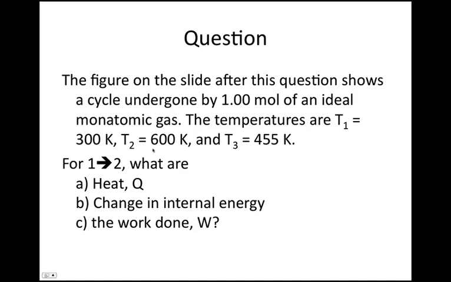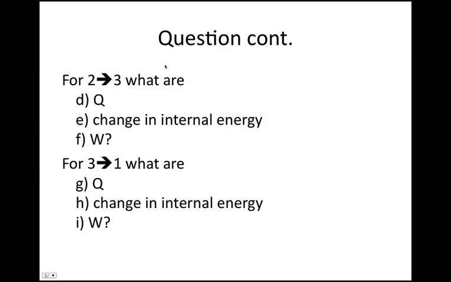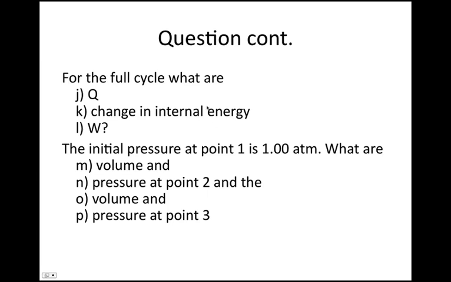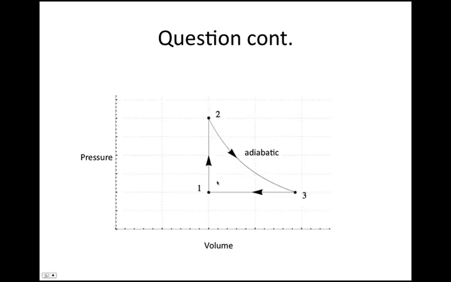Okay, the next part. The figure on the slide after this question shows a cycle undergone by 1 mole of an ideal monatomic gas. The temperatures are T1 is 300, T2 is 600, and T3 is 455 kelvin. From 1 to 2, what is the heat, change in internal energy, and work done? Same questions for from 2 to 3 and 3 to 1. And then for the full cycle, what are the heat, internal energy change, and work done? And then the initial pressure at point 1 is 1 atmosphere. What are the volume, the pressure at point 2, and the volume and pressure at point 3? Okay, and this is our diagram here.